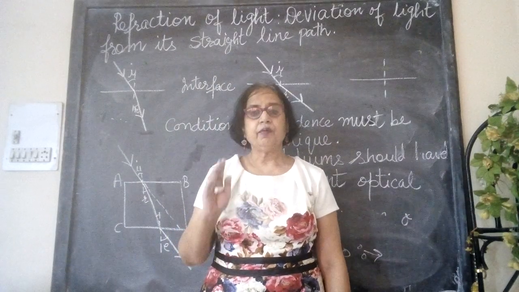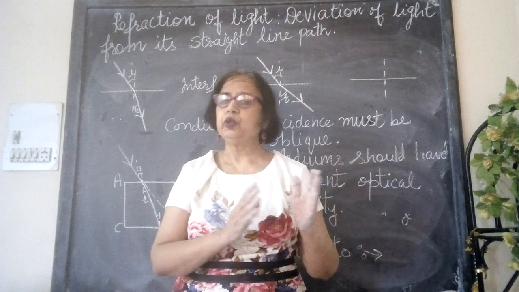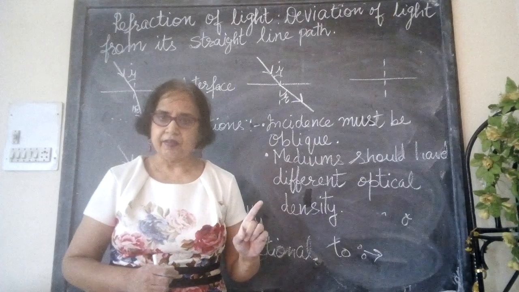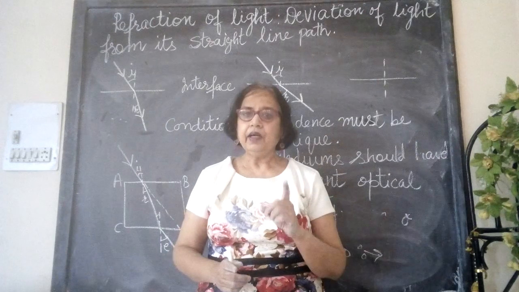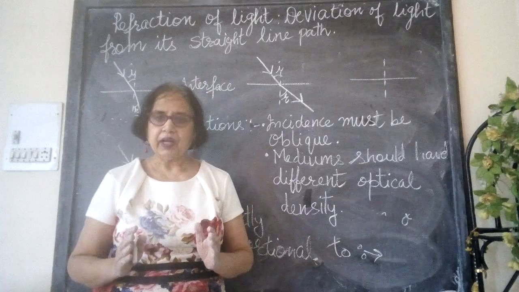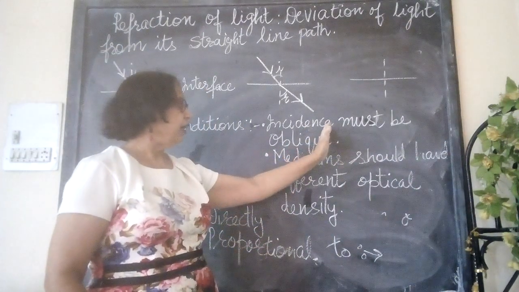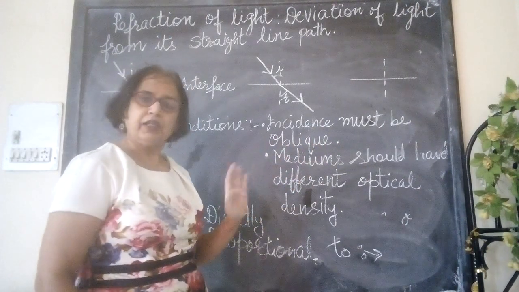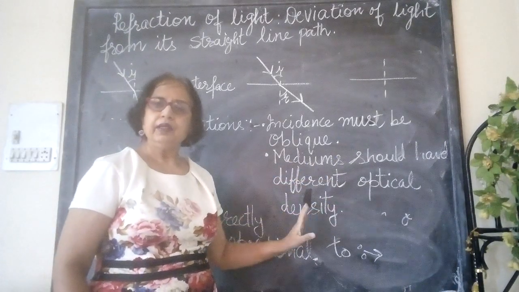It deviates because when it moves from one transparent medium to the other transparent medium of different optical density and it is incident obliquely, then only refraction takes place. So refraction is the deviation of a light ray from its straight line path when the incident ray is oblique to the surface, that is the interface between the two mediums, and the mediums should have different optical density.